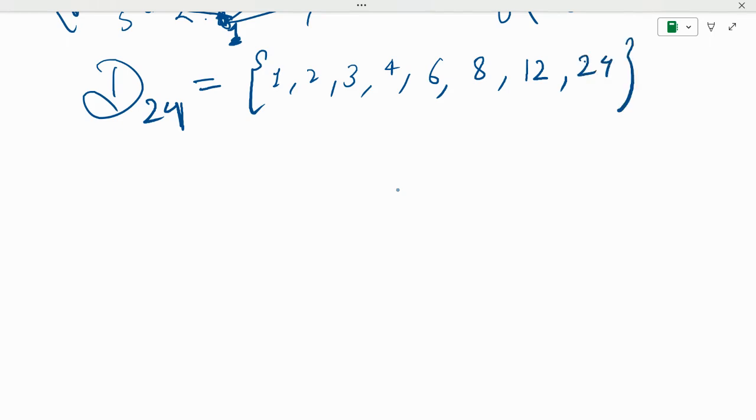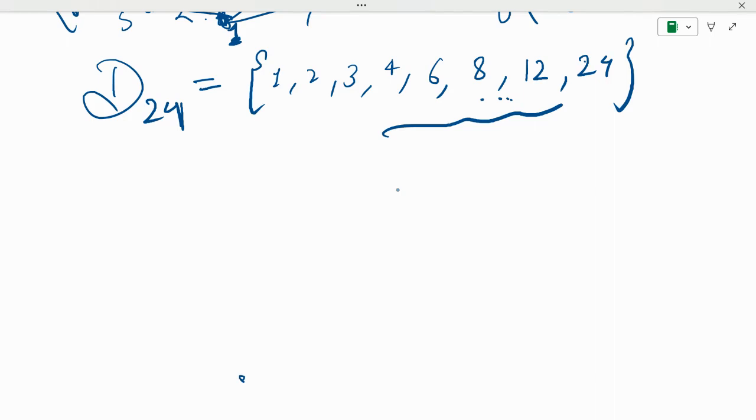So D24 means all the divisors of 24. Okay, so 1, 2, 3, 4, 6, 8, then 12, then 24. So these are the divisors of 24. Now on this you have to construct the Hasse diagram.